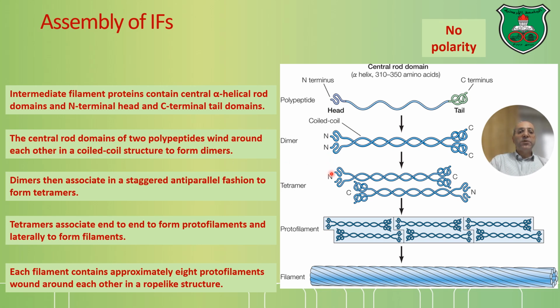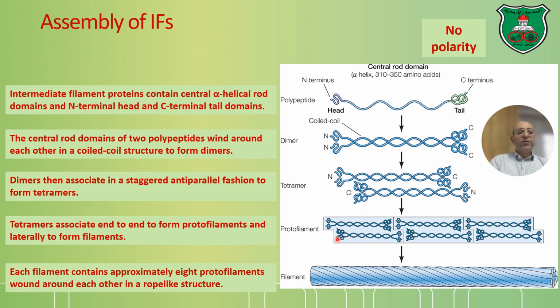Then we have these dimers, two dimers associate with each other, forming a tetramer. So you have this interaction. They look anti-parallel. So you have the N-terminus interacting with the C-terminus of another dimer. So they are anti-parallel in structure, but they're not exactly on top of each other. Rather, they are staggered, meaning they are sliding off each other a little bit.